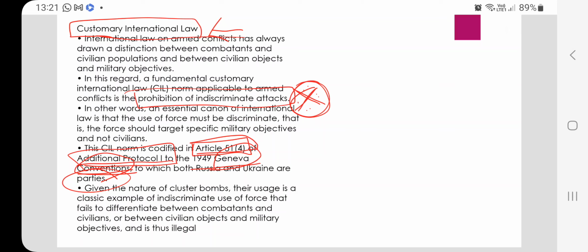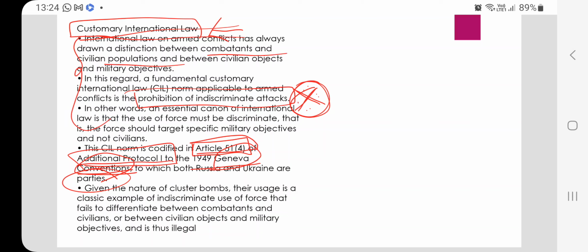In any conflict, the military force is expected to distinguish between the combatants and the civilians. Under international law, it distinguishes between civilian targets like cities, etc., and military targets like military bases, etc. In any conflict, it is an international obligation. International law on armed conflict requires distinguishing between whether it is a civilian target or a military one.